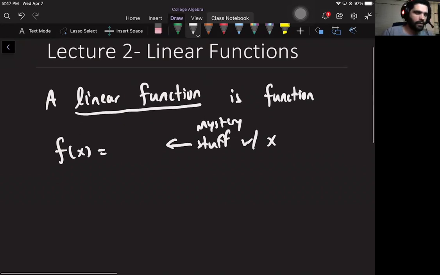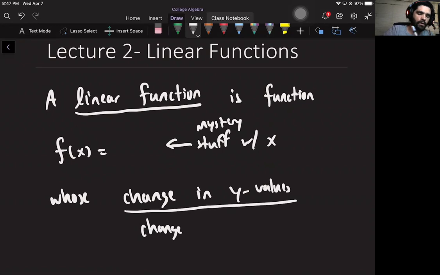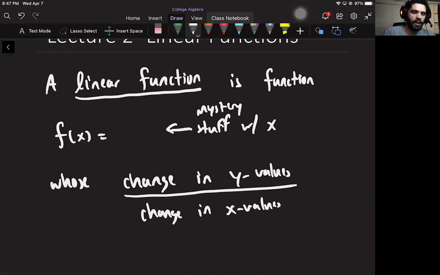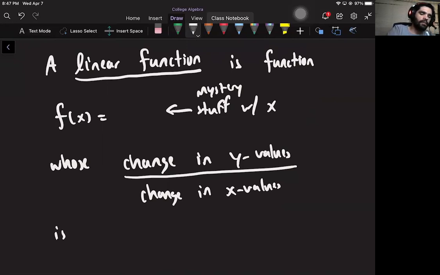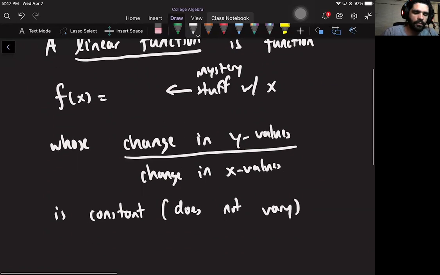We'll see what it is later, but the property that a linear function has, what makes it a linear function as opposed to just any old function, is that it has constant rate of change, or you could say that its change in y values divided by its change in x values. If I divide this change, and I'll say what these are in more detail later, this will always be the same number. Okay, it's constant. It does not vary. So right away, we'll jump into an example of a linear function and see how it has this property. It's a bit abstract right now.